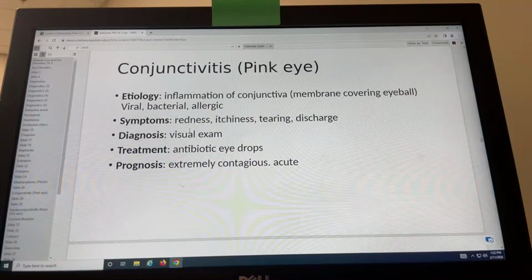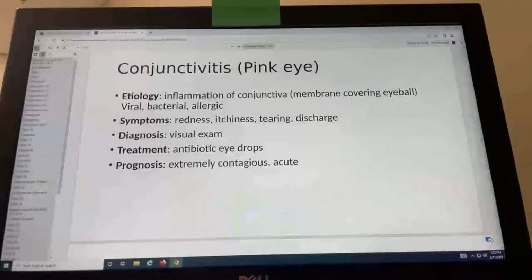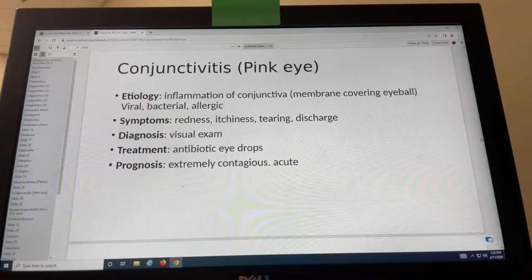Diagnosis again is going to be mostly off a visual exam. You can see it and you can tell. Treatment-wise, they do have antibiotic eye drops if it's bacterial. If it's viral, well, sorry, you just kind of wait it out. There's not much we can do for viral things. It is extremely contagious. It's acute, which means that it's not a chronic condition. You get it, and it goes away after you treat it.